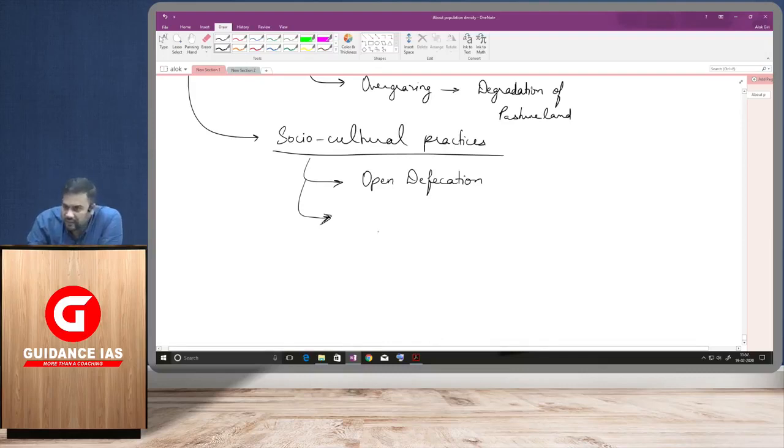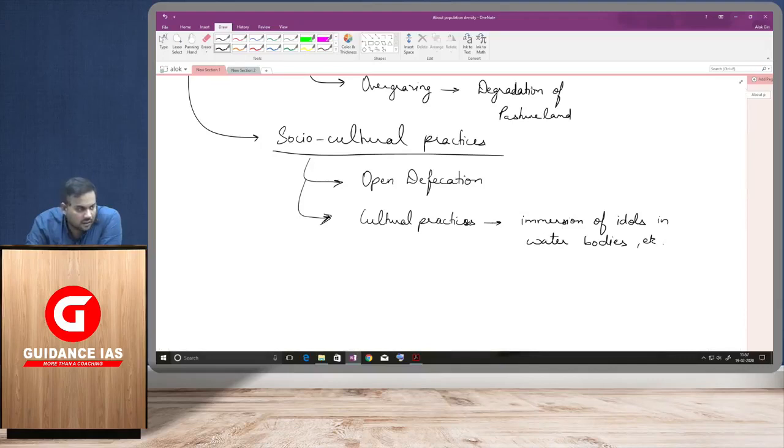Other problems can be there, like for example, cultural practices, like immersion of idols in water bodies, etc. So a variety of the socio-cultural practices, they are also causing harm to the environment. They are also becoming a problem. As people become more capable, as their numbers also increase, these are becoming more and more bigger problems.